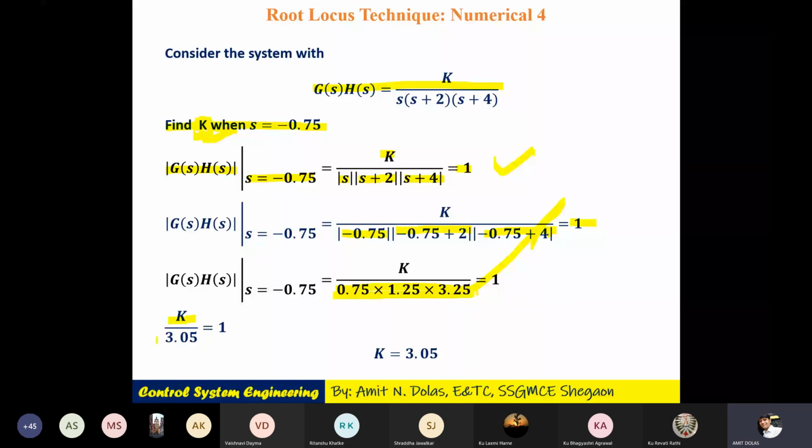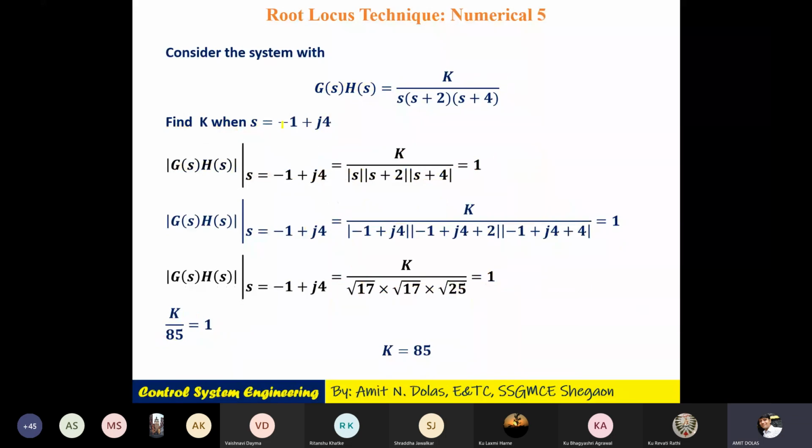Moving 3.05 to the right hand side, k is equal to 3.05. This means whenever your root is at minus 0.75, the value of k will be 3.05. Let's see for another one. The same thing is done here. For this, for the magnitude of the whole function, I kept this value in place of s here, here, and here.